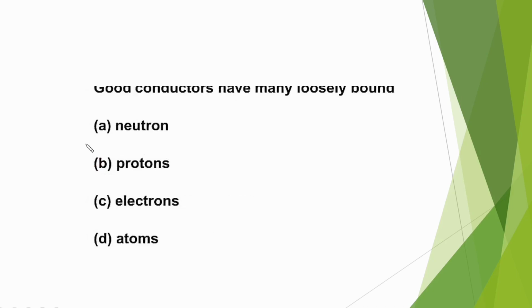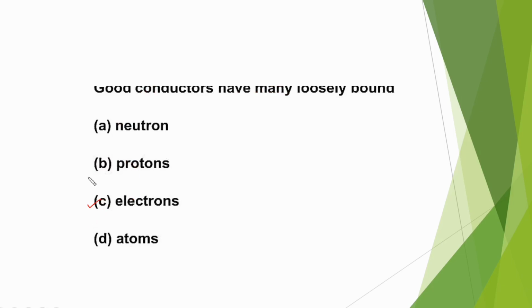The next question is, good conductors have many loosely bound neutrons, protons, electrons, or atoms. So what will be the correct answer, dear students? We all know good conductors have many loosely bound electrons. These electrons are called free electrons. Good conductors allow electricity to pass through them because of their loosely bound electrons. The correct answer will be electrons.